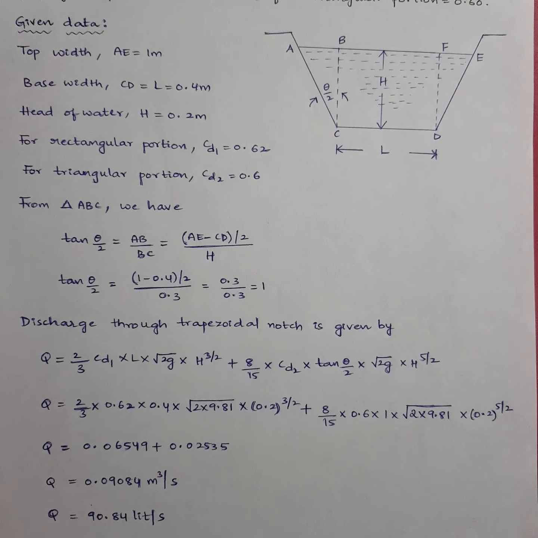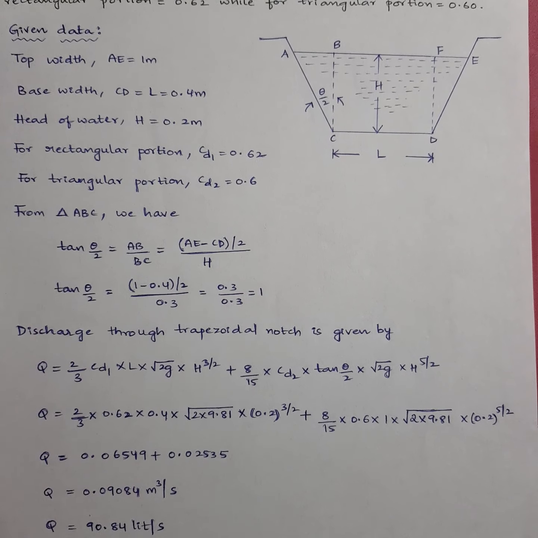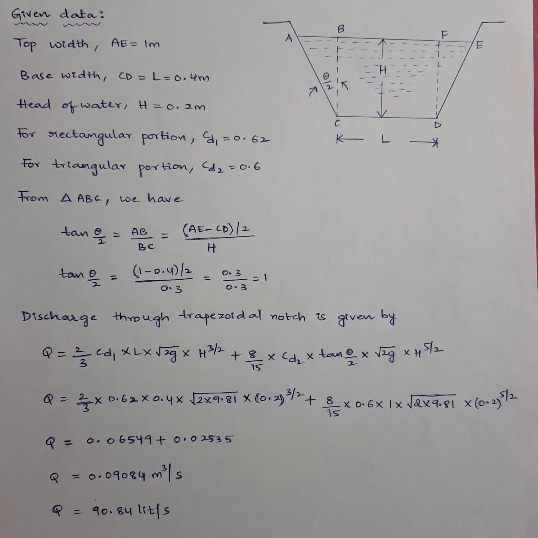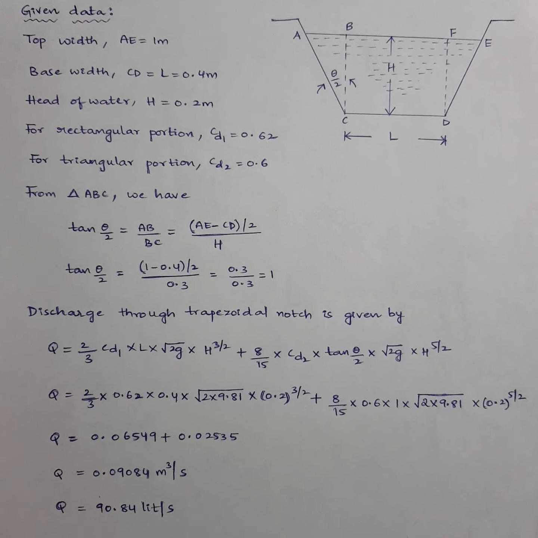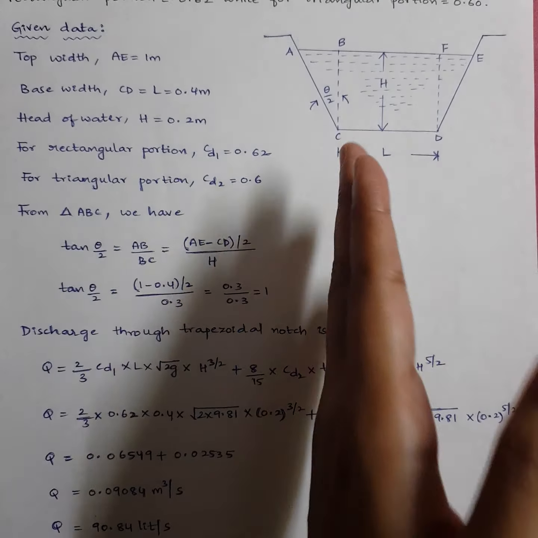But I already told you discharge Q is the summation of the rectangular portion plus the triangular portion. The rectangular portion is quite easy to substitute, but for the triangular portion we need a theta value. For that we actually require tan theta by 2. So for that, consider this part ABC. Any half you can take.